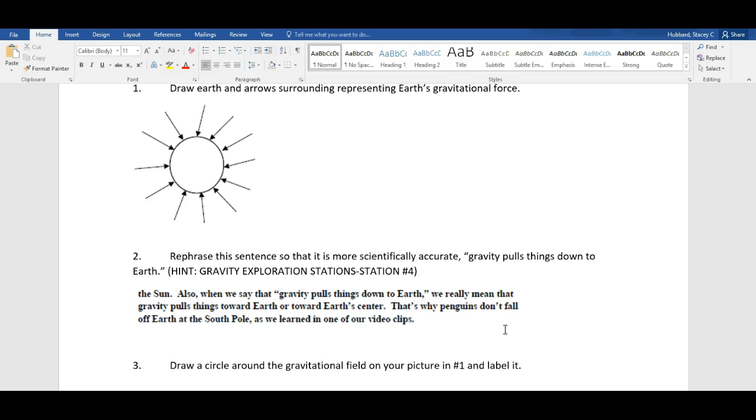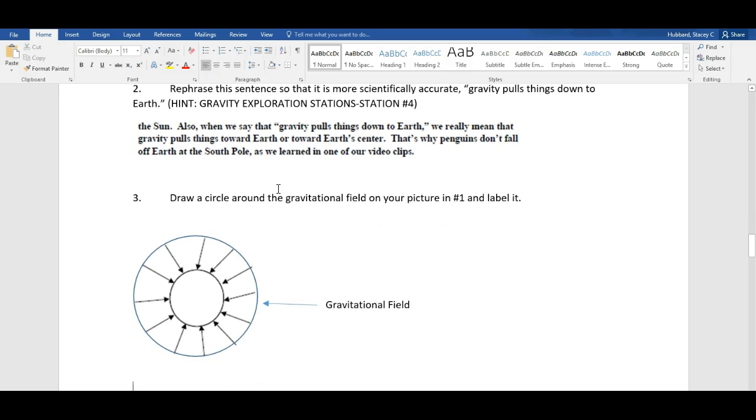Under number 3, it says to now go back up to your drawing under number 1 and draw a circle around the gravitational field. So the gravitational field is going to be at the end of these arrows. The gravitational field is the area around the Earth where we can feel the gravity. So you're going to draw a circle around, and it should end up looking like this, labeled Earth's gravitational field. So now we've drawn kind of a picture of it. The gravitational field is the area around Earth, or some object, where you can feel the pull of gravity for that object. We're just going to be focusing on Earth for this.